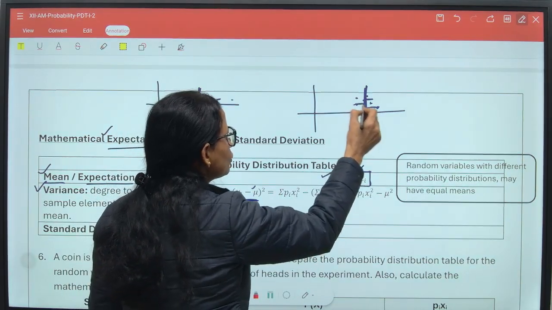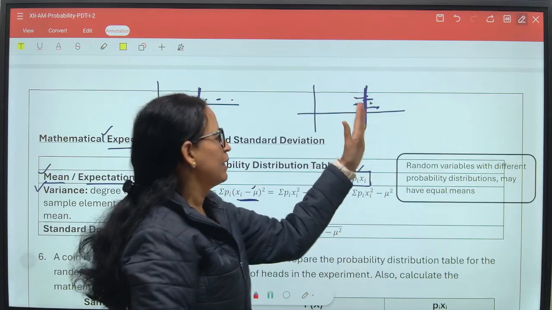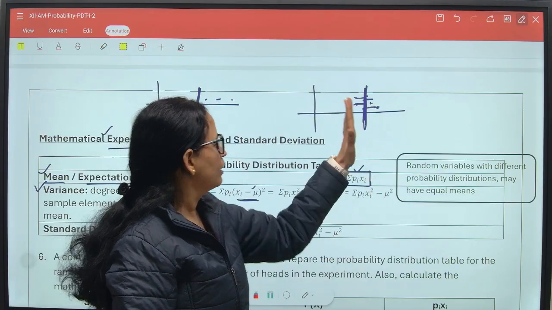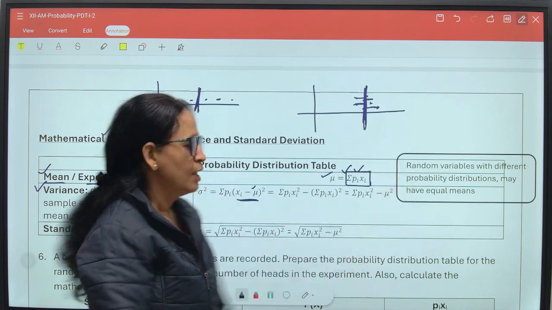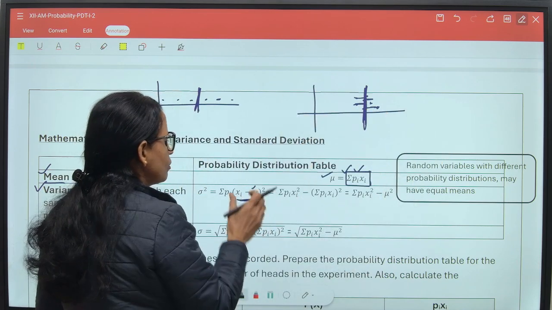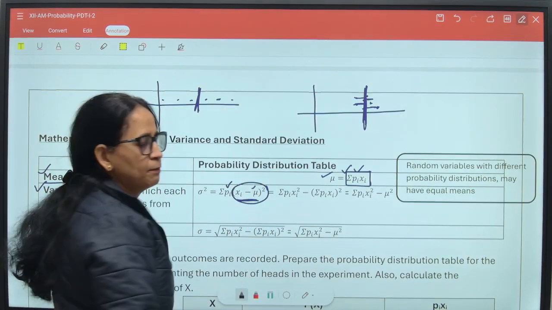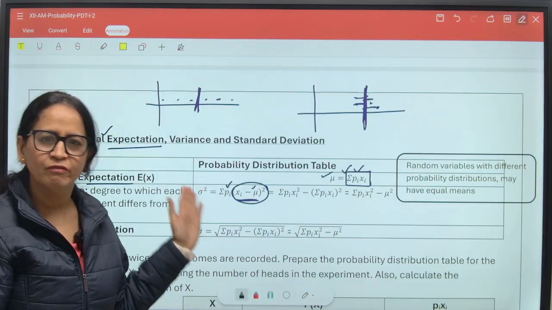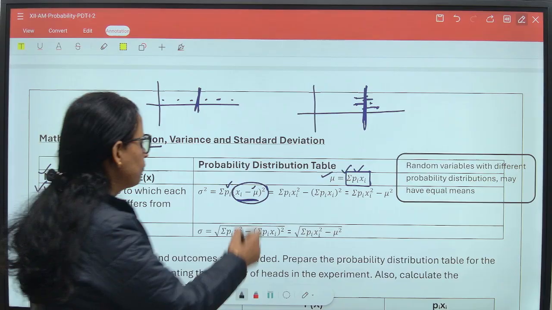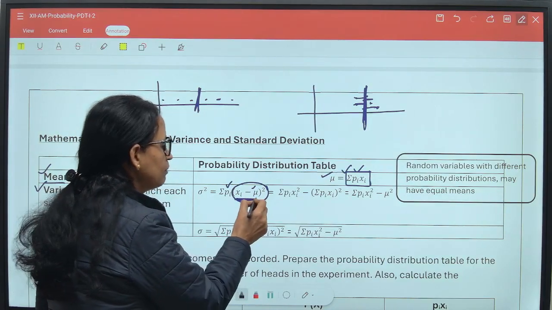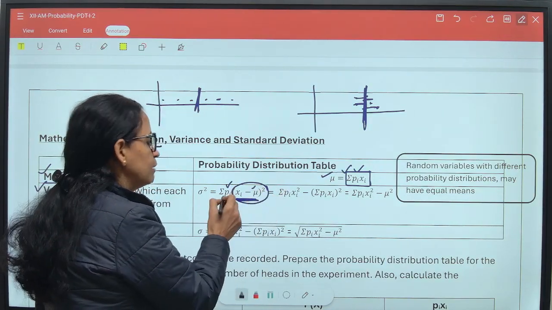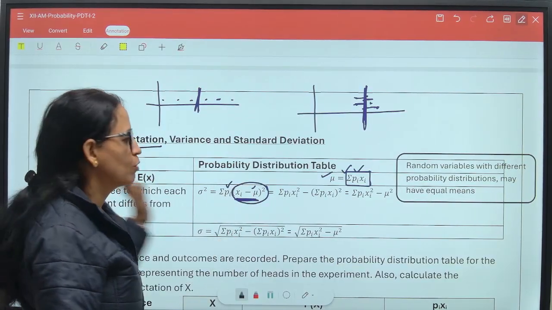So deviations of all these data points, irrespective of the direction, whether it is in the negative direction or positive direction from the mean. Now, because we have direction also, that's why we use square of these deviations and then multiply by the probability. So this is called variance. How do you learn the formula? First find the deviations from the mean, square them, and then multiply by probability. So that is called variance.